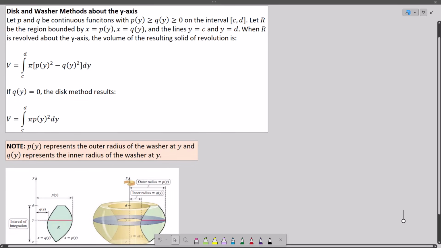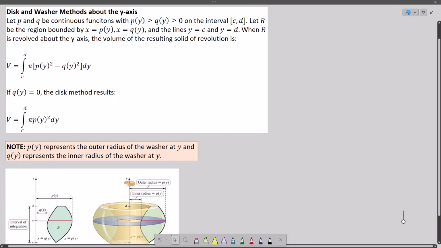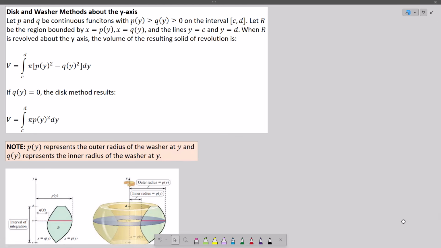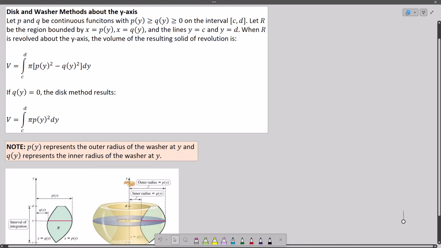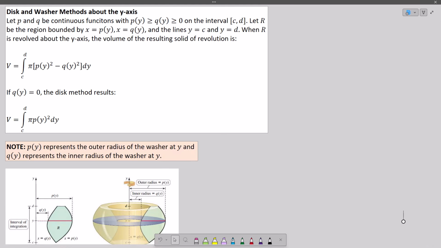So, more intuitive to rotate about the x-axis. We're used to integrating with respect to x. A little less intuitive when we turn things 90 degrees sideways here. So what we're going to think about is rotating around the y-axis now.